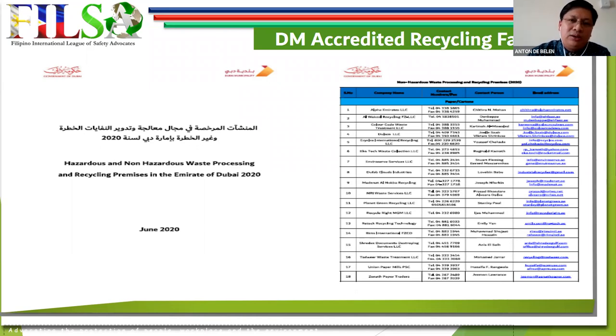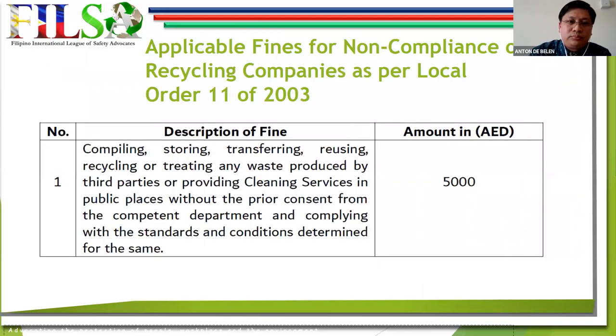You don't need to log in. You can just go to the DM website, under information and circular, then it will be available in environment and coast. Then go to the waste department. These are available there. In case these recycling facilities are not complying with the guidelines, a specific penalty is imposed on them as per Local Order 11 of 2003.